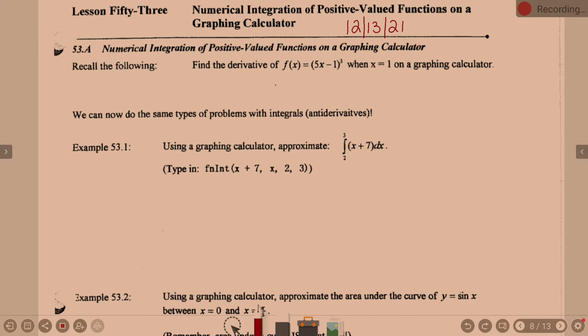Recall the following. Find the derivative of f of x equals (5x minus 1) cubed when x equals 1 on a graphing calculator. So, what do we remember about finding the derivative on a graphing calculator? Alpha window, nDerivative. But right under nDerivative, there's an fnInt, which I assume we'll use.